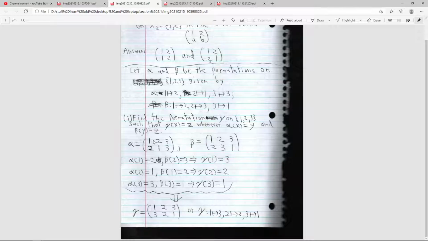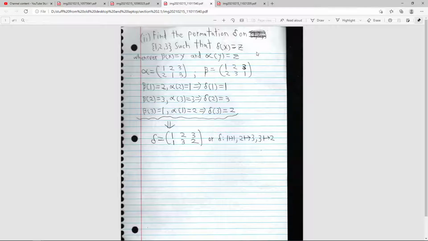Alpha 2 equals 1. So alpha of 2 goes to 1, and then 1 goes to 2. So gamma of 2 equals 2. Alpha 3 equals 3, so 3 goes to 3, and 3 goes to 1. So gamma 3 equals 1. So gamma is equal to 1 goes to 3, 2 goes to 2, and 3 goes to 1, in either of these forms appropriately.